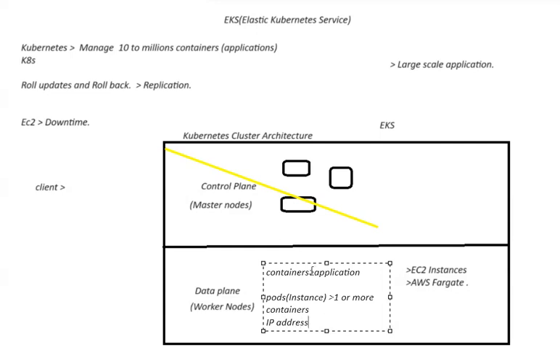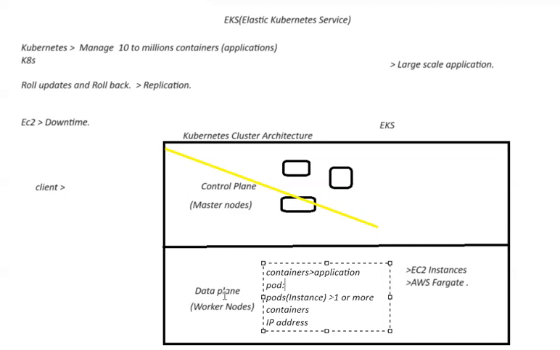So a pod is nothing but an instance only, right? Does an instance have an IP address? Yes. So we can say each pod has its own IP address. So can I say by using this IP address, I can access this pod within this data plane? Yes, I can access this pod within this data plane.